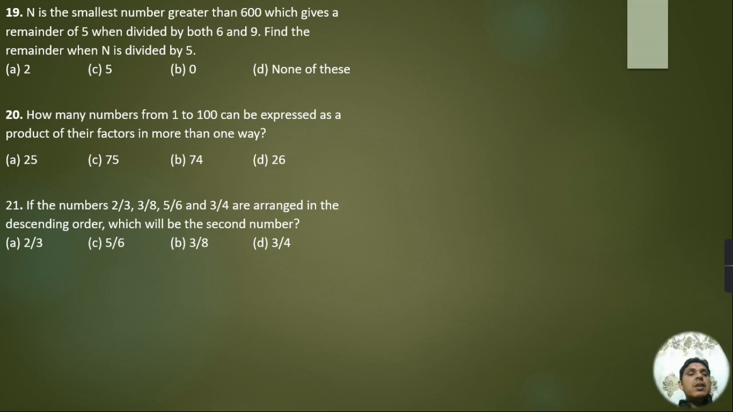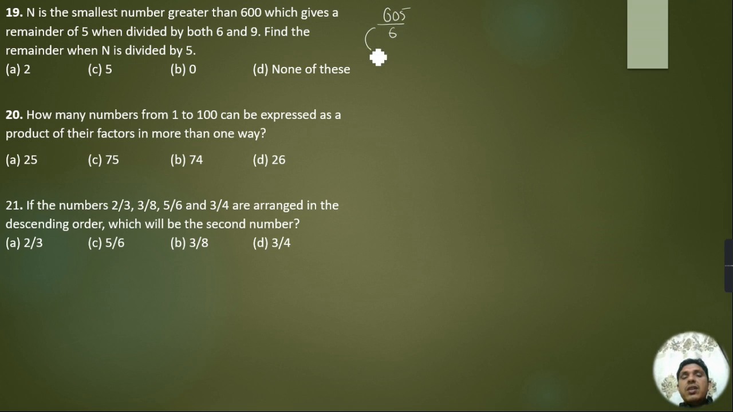Right? Coming to the next question, the question is: n is the smallest number greater than 600 which gives a remainder of 5 when divided by both 6 and 9. Find the remainder when n is divided by 5. So students, for this question we need a number greater than 600 which gives a remainder of 5 when divided by both 6 and 9. So students, the first number after 600 that gives a remainder 5 when divided by 6 is 605.